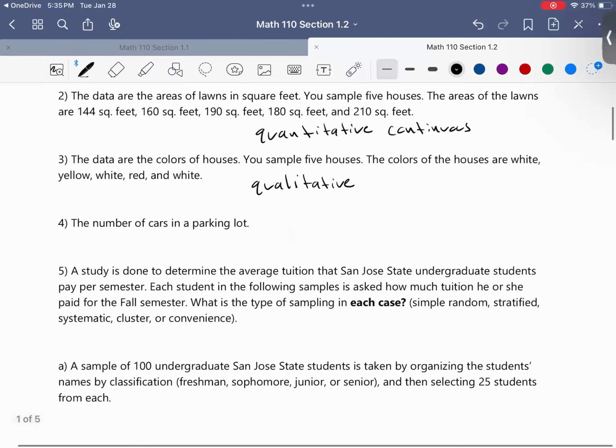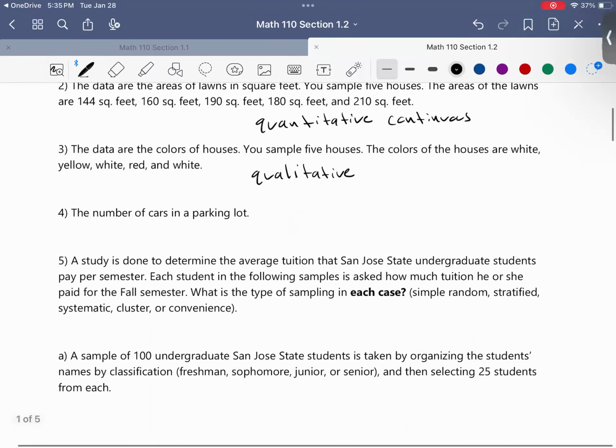Number four is the number of cars in a parking lot. We would just be counting the number of cars in a parking lot. Cars are whole. It wouldn't make sense to have half a car or a third of a car. It's just going to be one entire car. So once again, we would have quantitative, discrete.